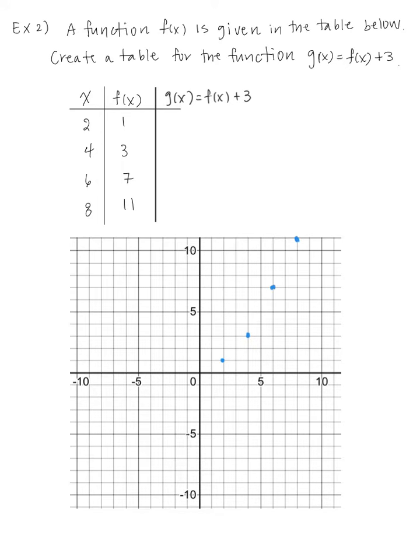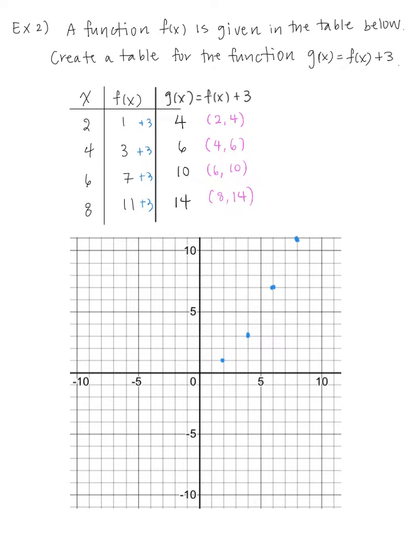So here, let's just do it the same way as we did in example 1. So we're going to go plus 3, plus 3, plus 3, plus 3. So then what do we get? New y values are going to be 4, 6, 10, and then 14. Did I add that right? So the new ordered pair is going to be, let me just change the color for a little bit. So this is going to be 2, 4, and then 4, 6, 6, 10, and then 8, 14.